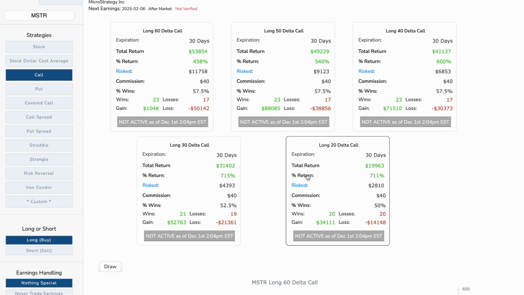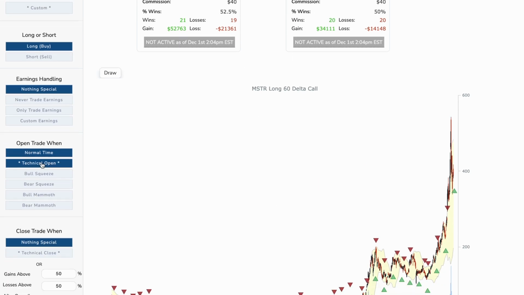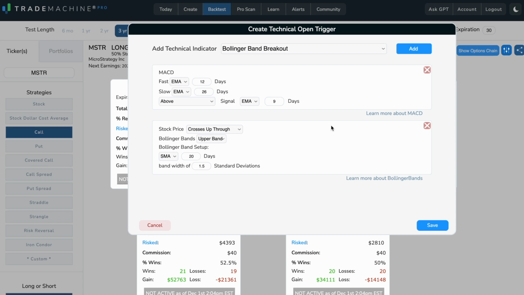So now let's add some technical parameters and see if we can increase our win rate and maybe even increase the return as well. Let's go to technical open. We have our MACD. We want to set it where the fast is above the slow, and then we're going to have our Bollinger Band parameter where the stock crosses up through the upper band of the 1 standard deviation band. Let's hit save and see how the results come out.